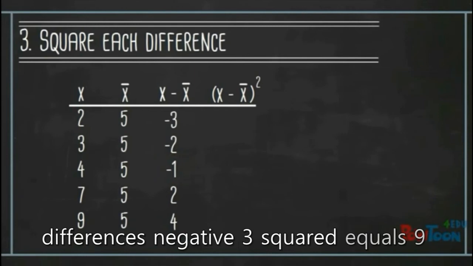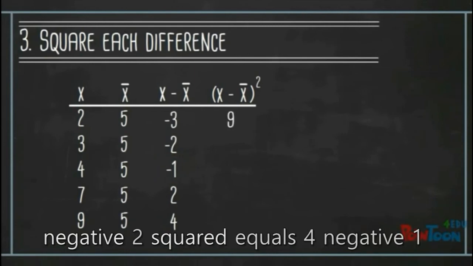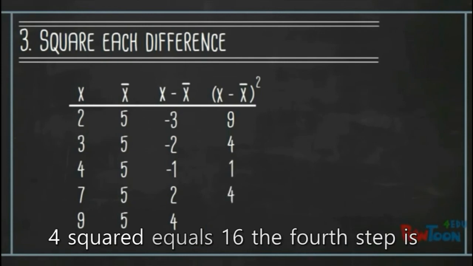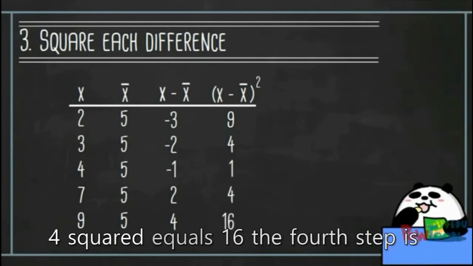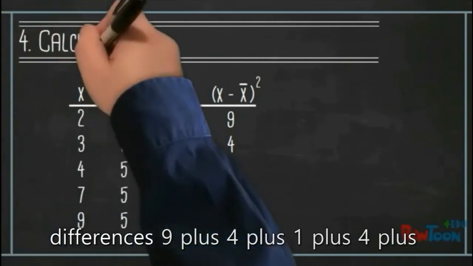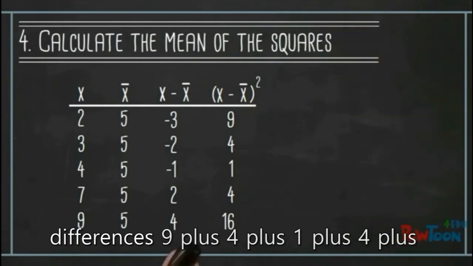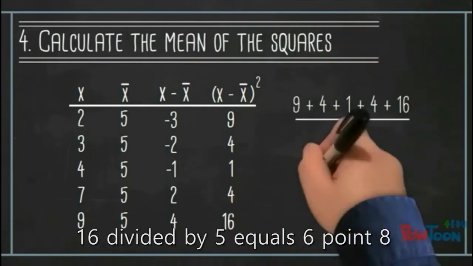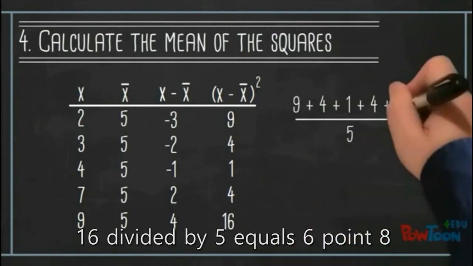Negative 3 squared equals 9, negative 2 squared equals 4, negative 1 squared equals 1, 2 squared equals 4, and 4 squared equals 16. The fourth step is to calculate the mean of the squared differences. 9 plus 4 plus 1 plus 4 plus 16 divided by 5 equals 6.8.